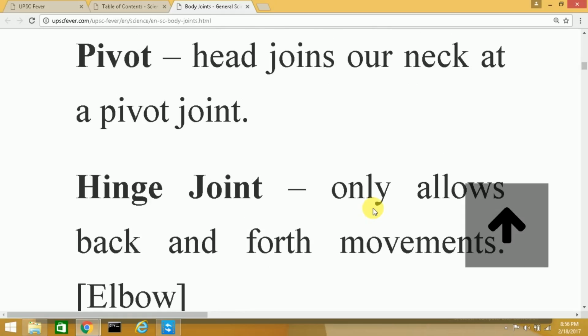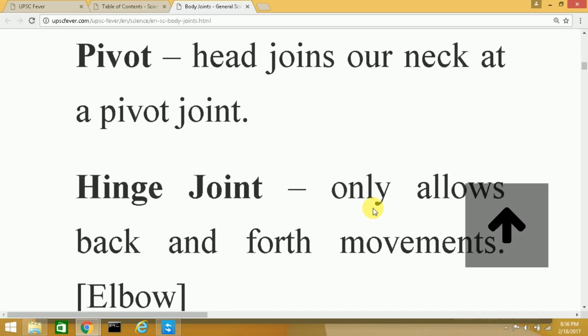So we have doors attached to hinges, and so we can only pull the door and push the door, but not beyond a point. Similarly, the elbow is an example of the hinge joint. In elbows also you can move the hand from the front to the normal position, but not the other way around. The next is the fixed joint.